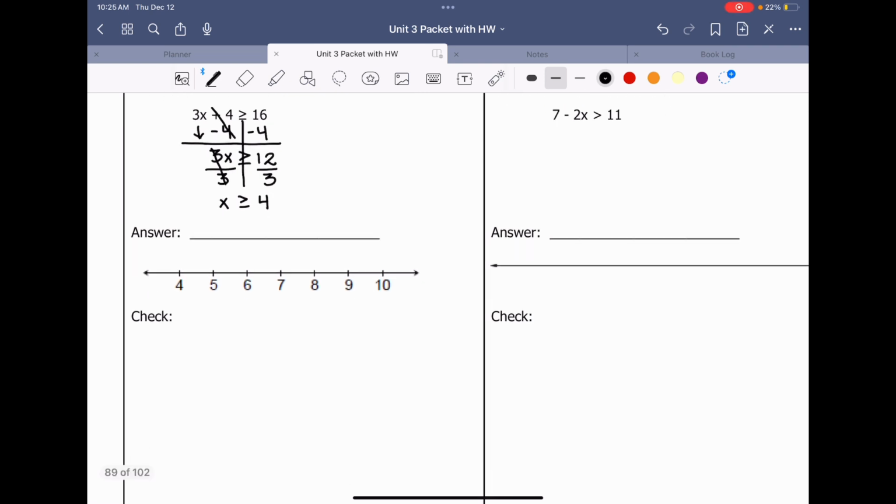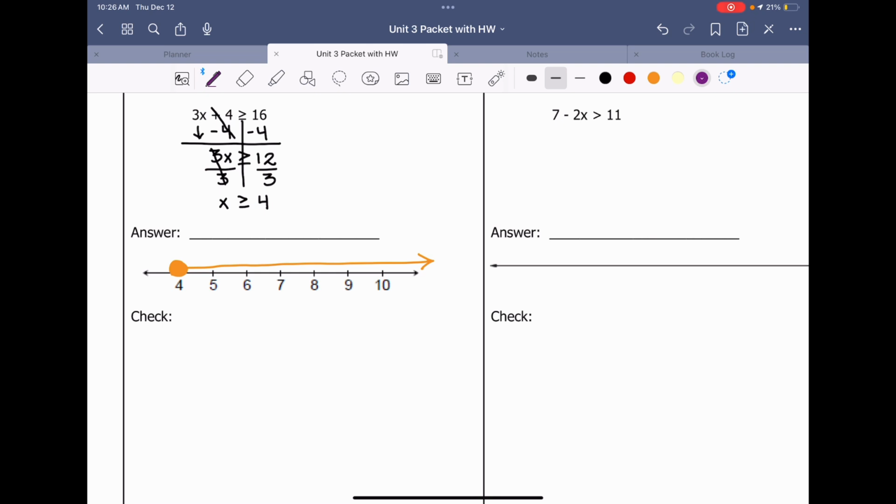I'm going to go ahead and graph that. So I'm going to find 4 on my number line and put a circle. Now, look at my symbol here. It is greater than or equal to, so that means 4 is included in my answer options. So I'm going to shade it in, and then any number larger than 4. So my arrow should point to the right. Let's go ahead and check.